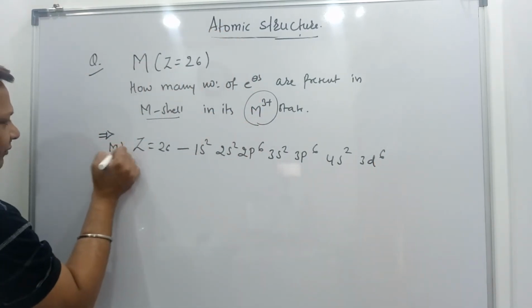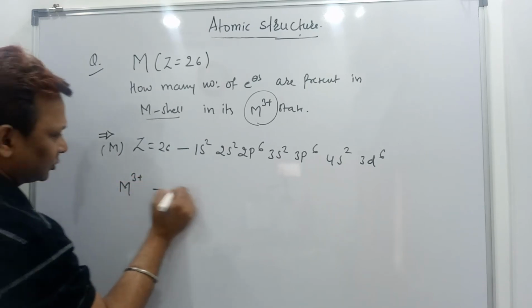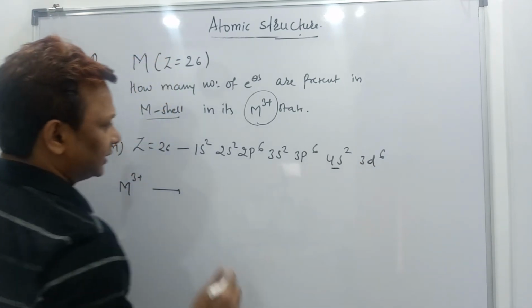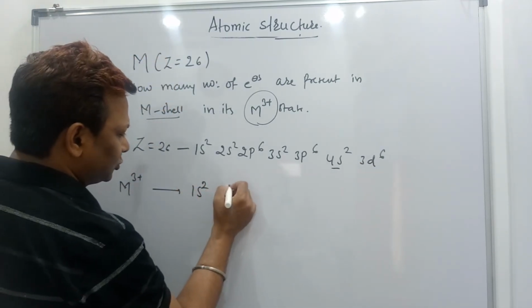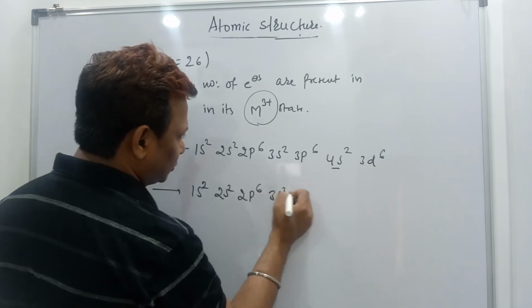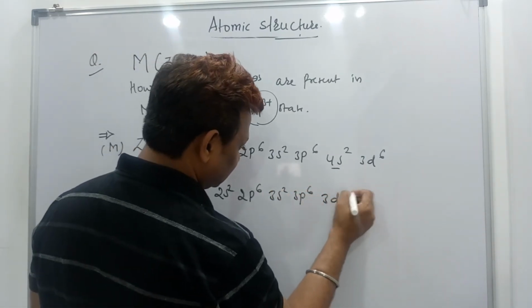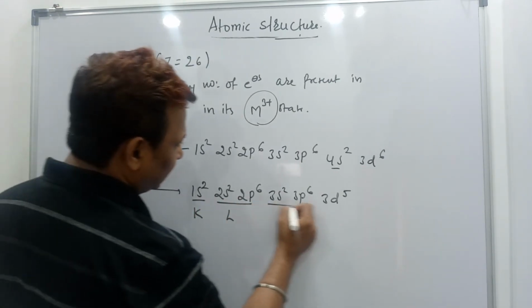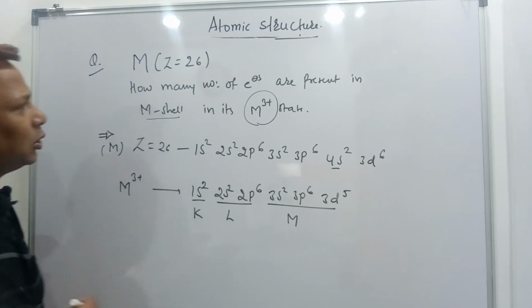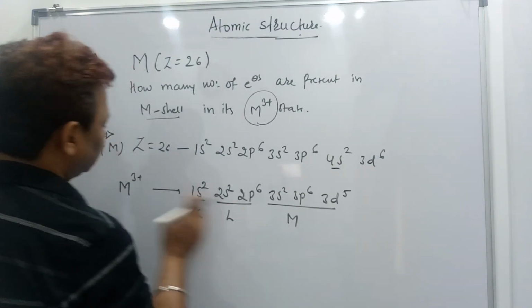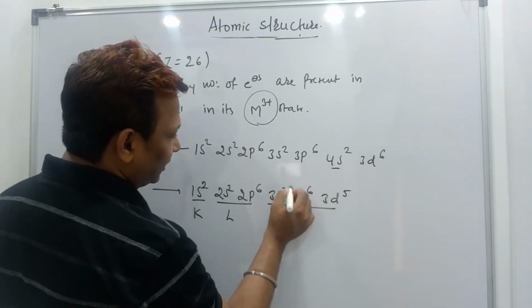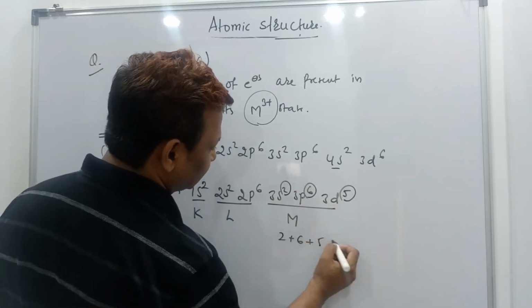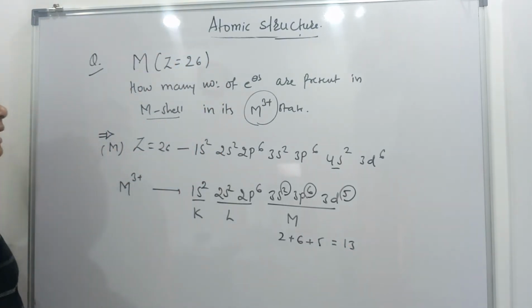When it loses 3 electrons, obviously it has to lose them from the valence shell: 2 from here and 1 from here. I'll get the configuration 1s2, 2s2, 2p6, 3s2, 3p6, 3d5. This is the first shell K, this is the second shell L, this is the third shell M. He is asking how many electrons are present in the M shell in +3. So count the electrons here: 2 plus 6 plus 5 is equal to 13. So our answer should be 13.